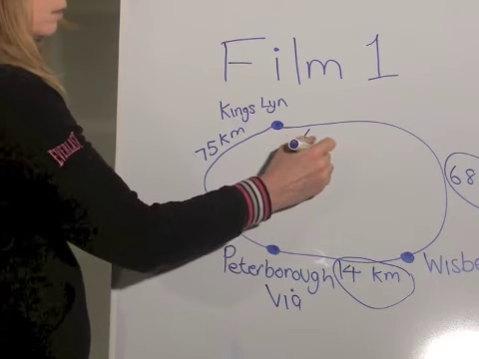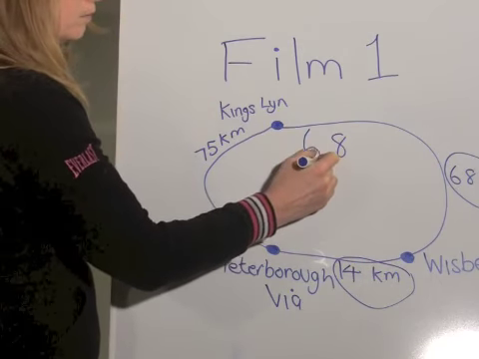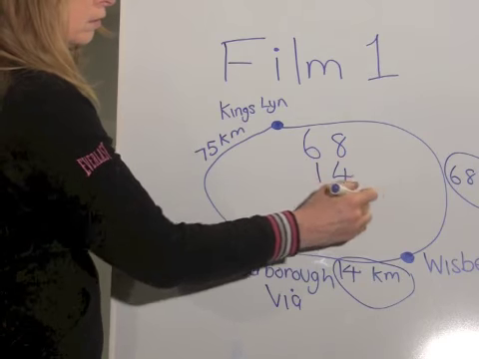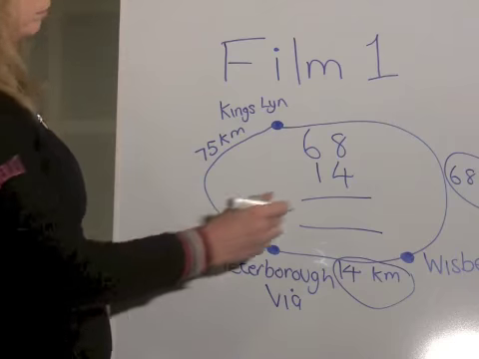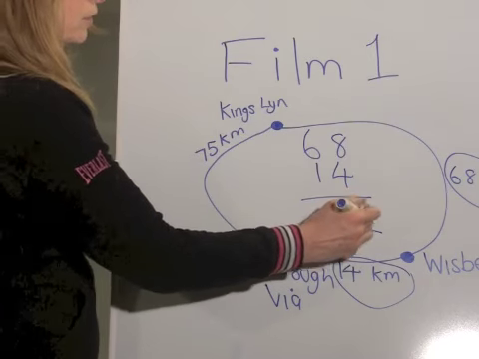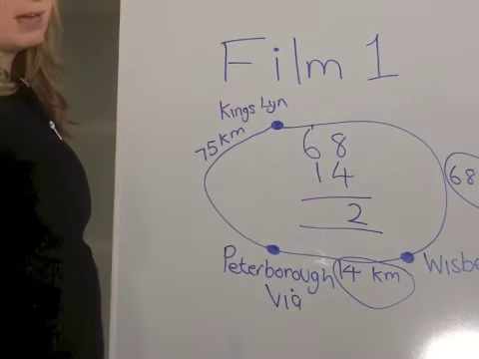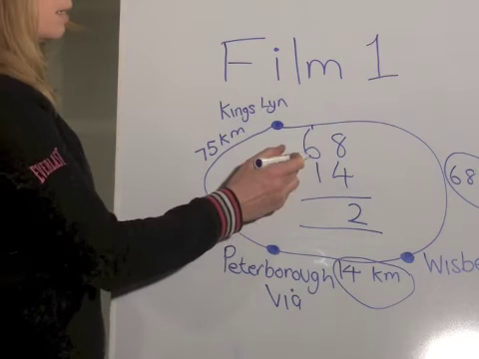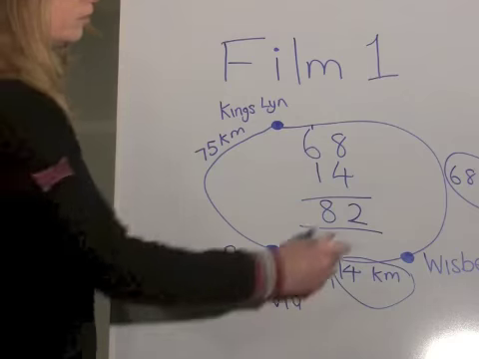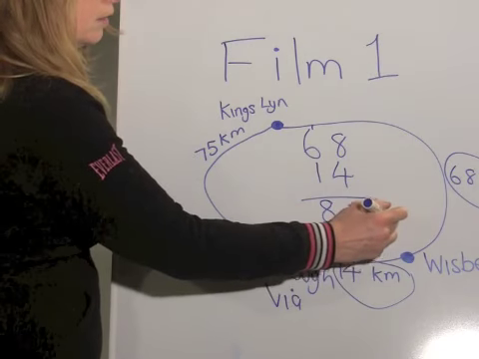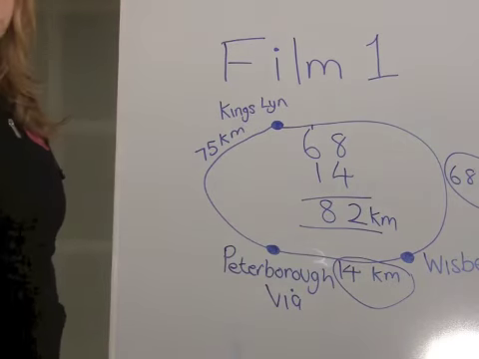Let's do that using column addition. 8 add 4 is 12. 2 can go in straight away and 1 needs to be added into the tens. 6, 7, 8. 82 kilometres.